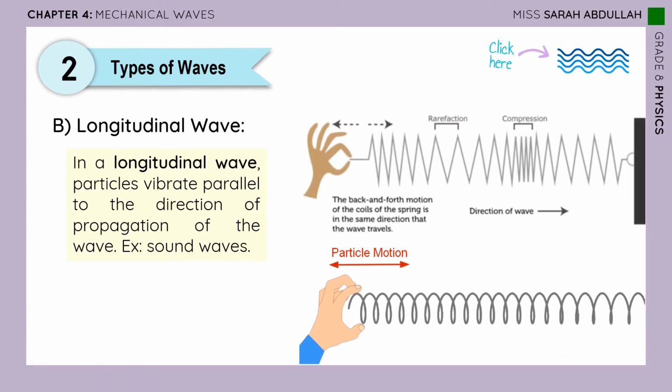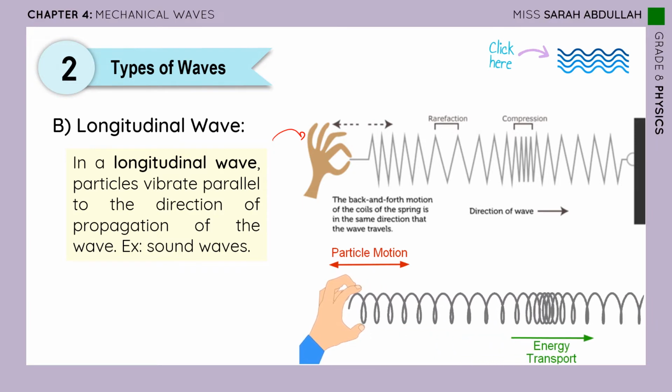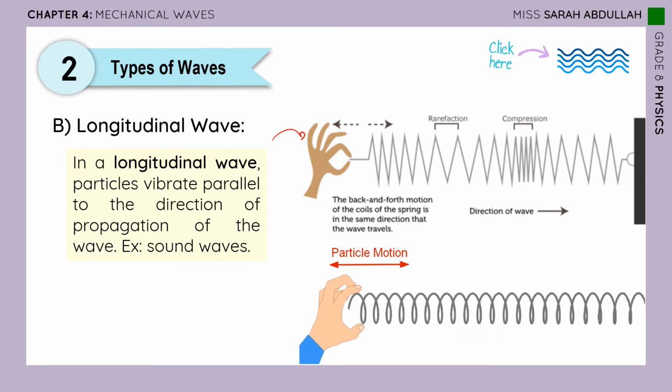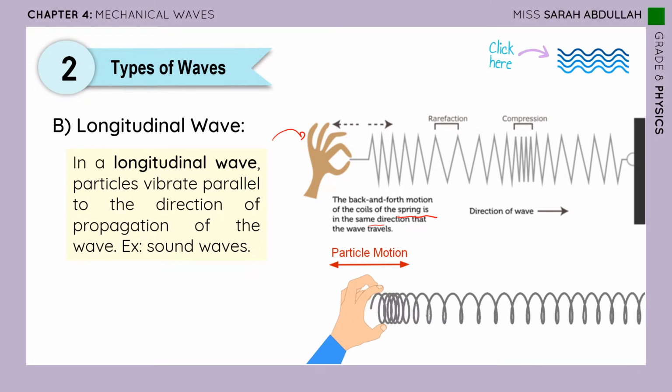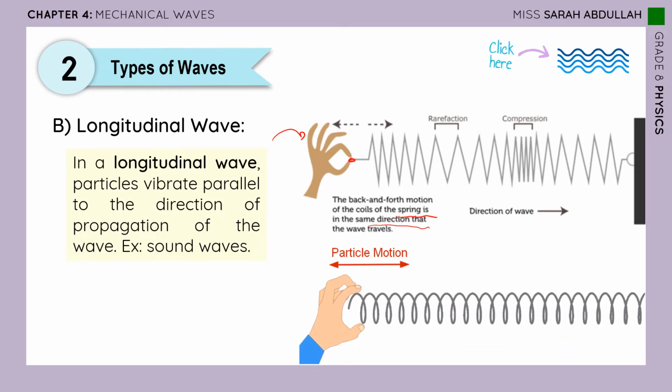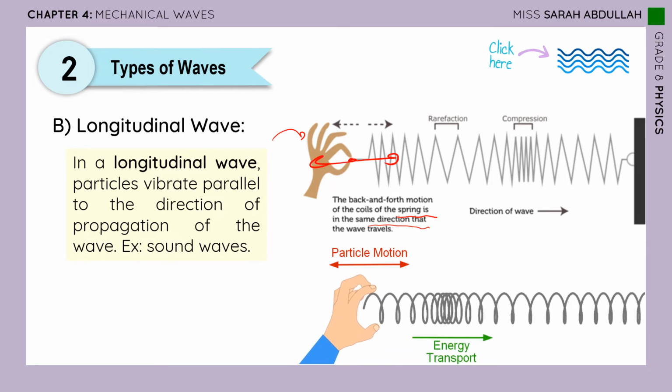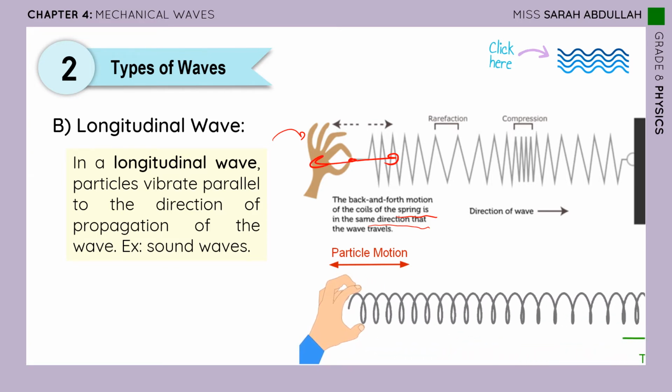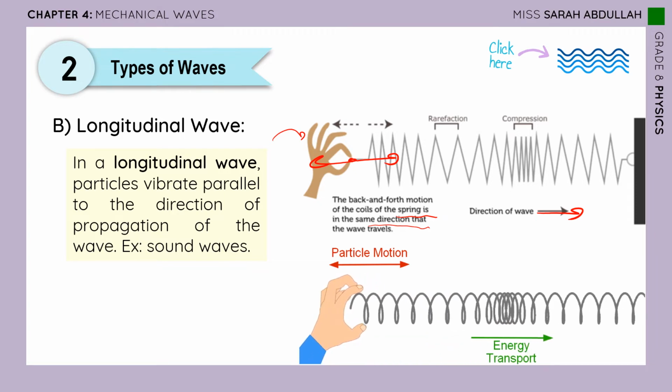And this picture makes things easier, where you guys can see the back and forth motion of the coils of the spring is in the same direction that the wave travels. Okay, so the motion of the coils of the spring is in the same direction as the wave. Okay, that is how the wave is actually traveling.